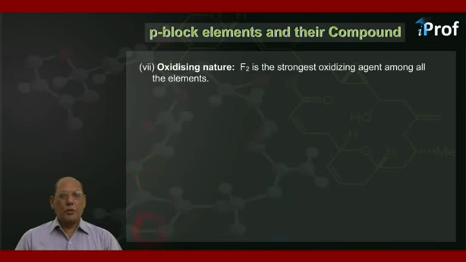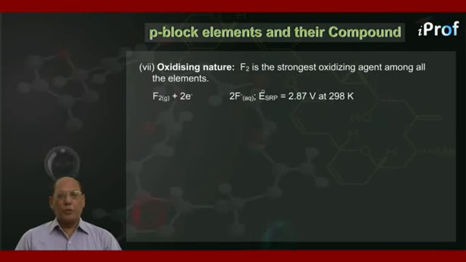Seventh, oxidizing nature. F2 is the strongest oxidizing agent among all the elements. F2 gas plus 2 electrons giving 2 fluoride ions in aqueous medium. E0, the standard reduction potential, is 2.87 volt at 298 Kelvin temperature.